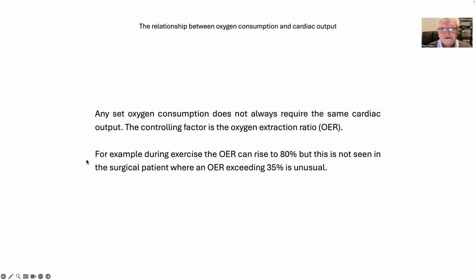Any set oxygen consumption does not always require the same cardiac output. The controlling factor is the oxygen extraction ratio. For example, during exercise, the OER can rise to 80%, but this is not seen in the surgical patient, where OER exceeding 35% is unusual. In other words, quite a different cardiac output is necessary for a similar oxygen consumption.